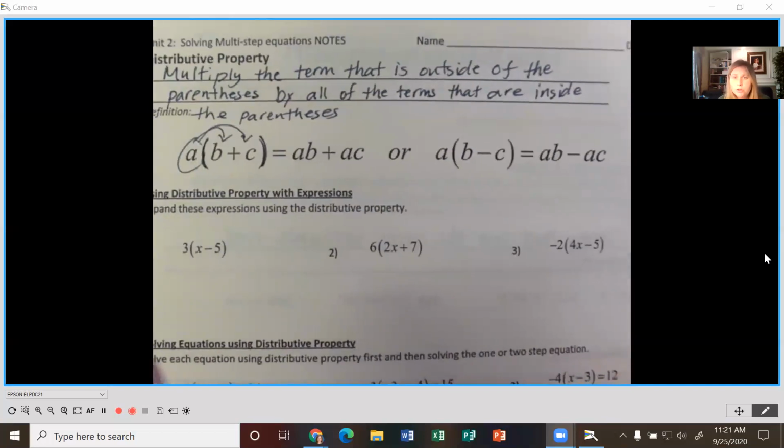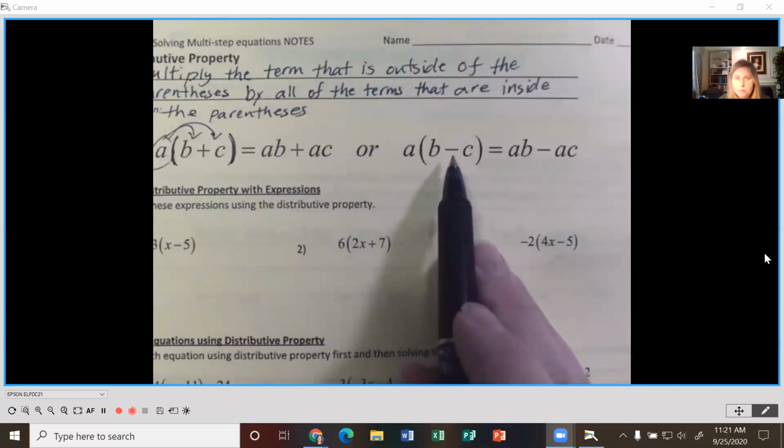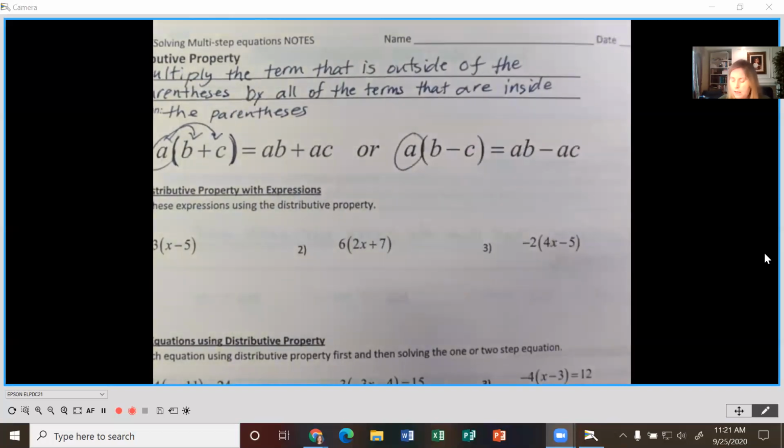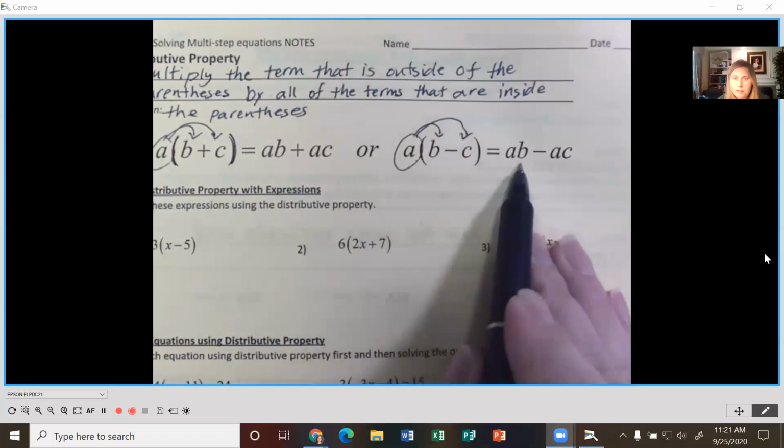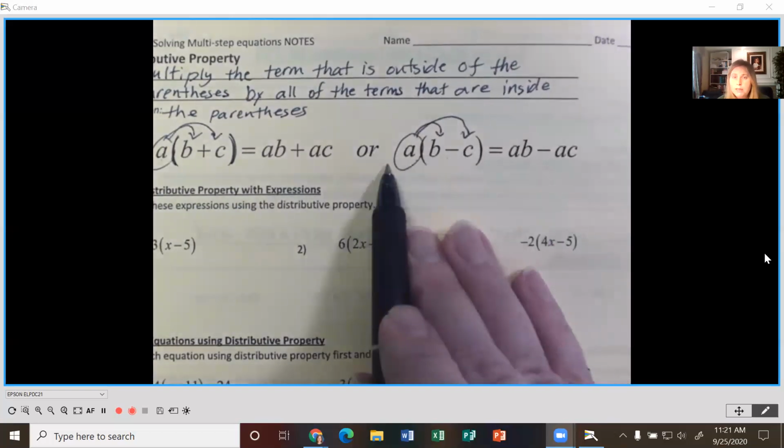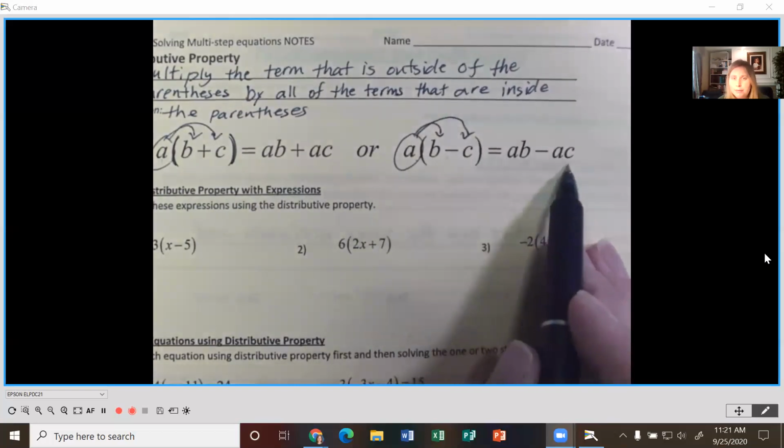Okay, and then here's an alternative example with a subtraction. So if I'm multiplying A over everything inside the parentheses, A times B is AB, A times minus C, or A times negative C, is minus AC.